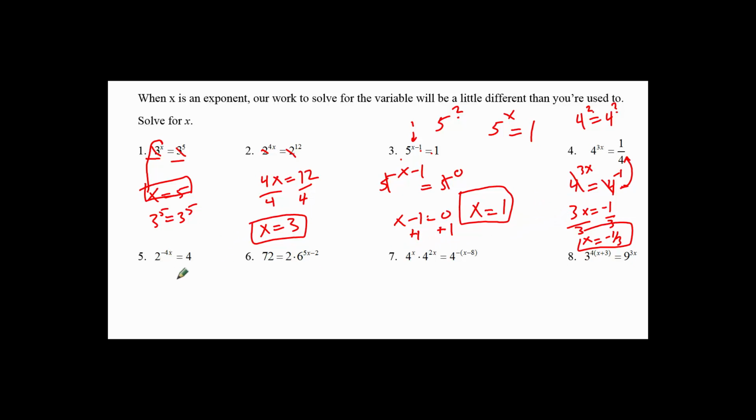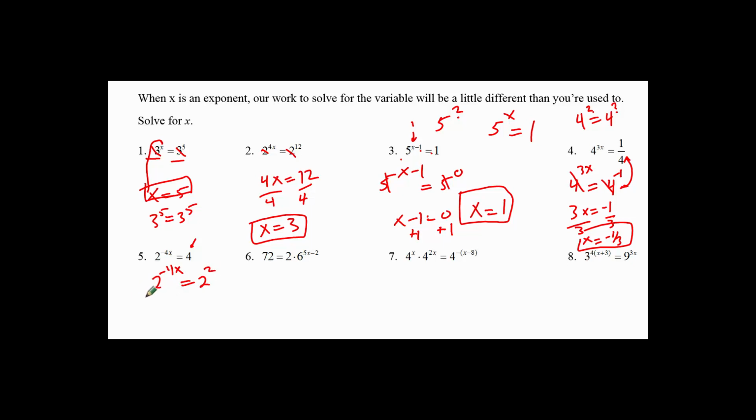Some of these other ones are tricky because they're not the same base. This is a 2 on this side, but this is a 4. Now I will tell you, it's always easier to make the larger ones smaller. So this is 2 to the negative 4x. But what is 4 really but 2 squared?